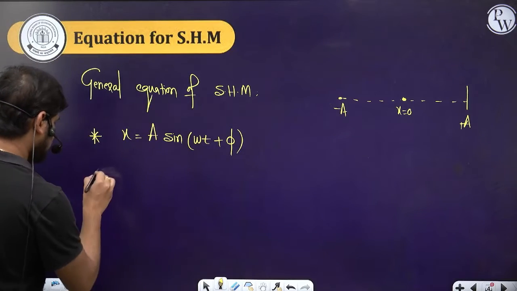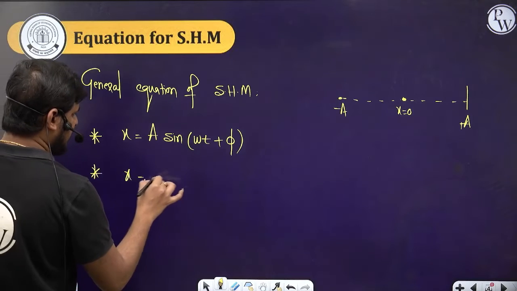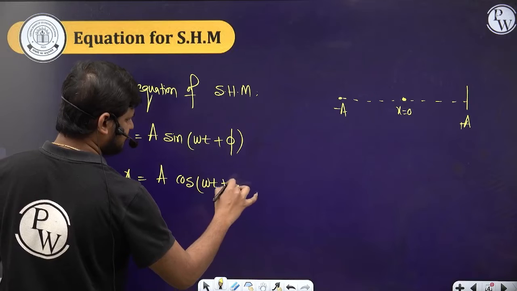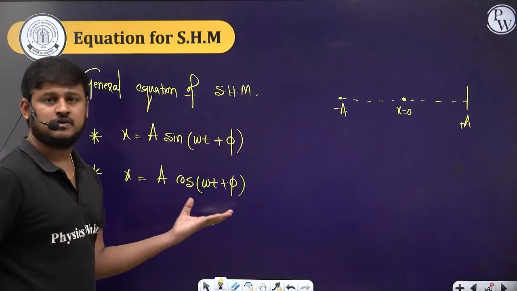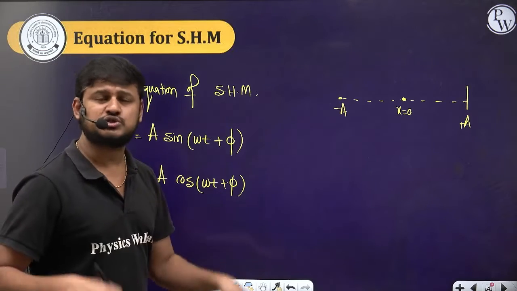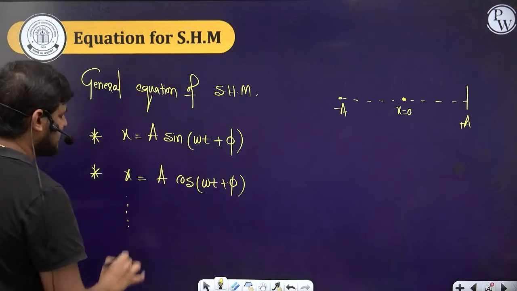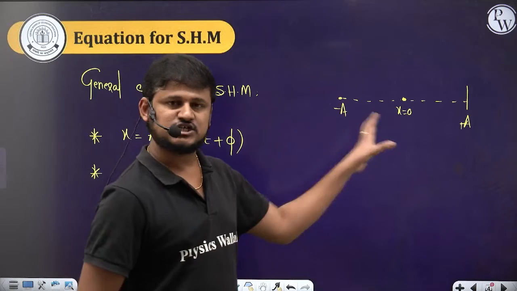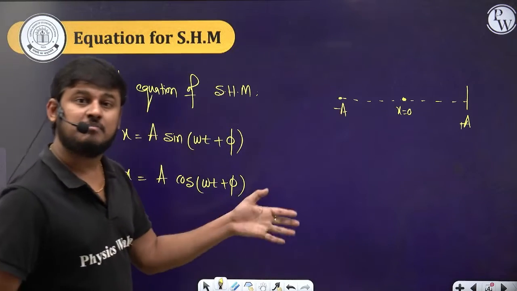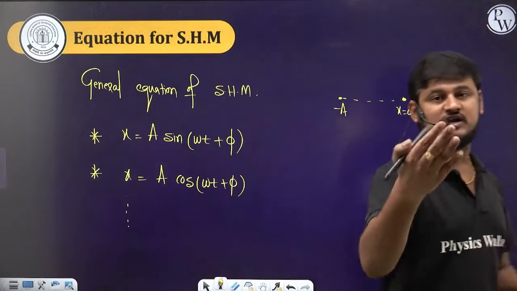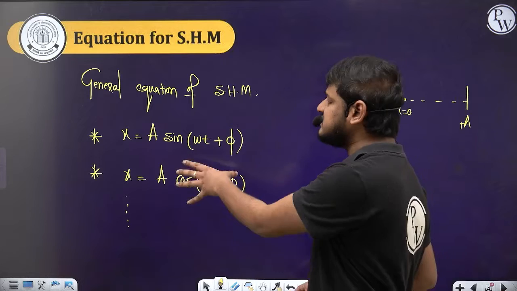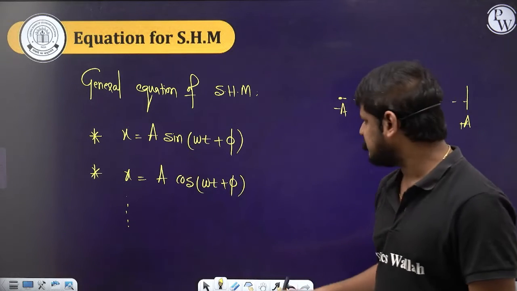This can also be x is equal to a cos(omega t plus phi). The equation can be this one or this one. Not only these two, there are many. As the lectures progress in this chapter, we will see different forms of the S.H.M and the combination of two S.H.M, so we will come across some different equations for the S.H.M. Clear guys this part? Everyone done with this?